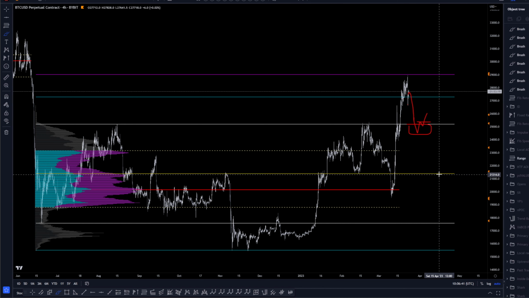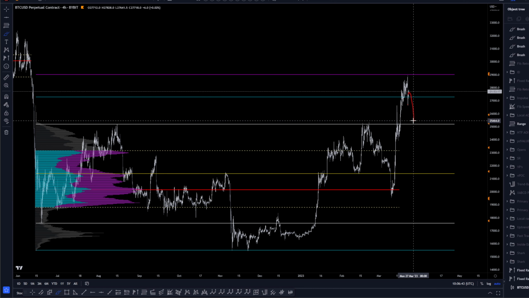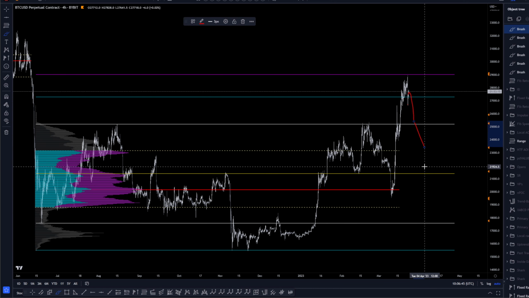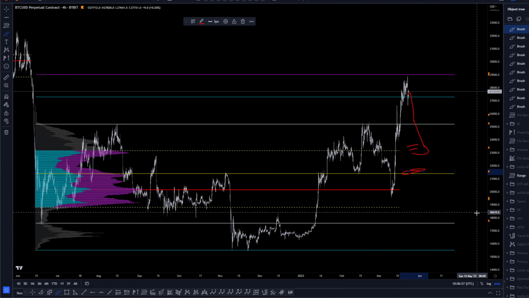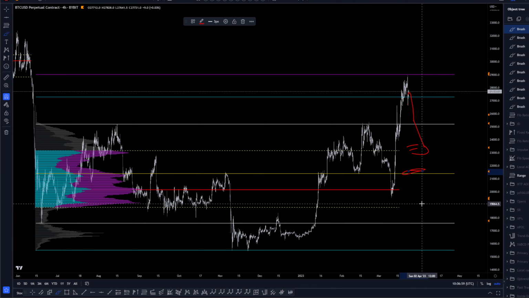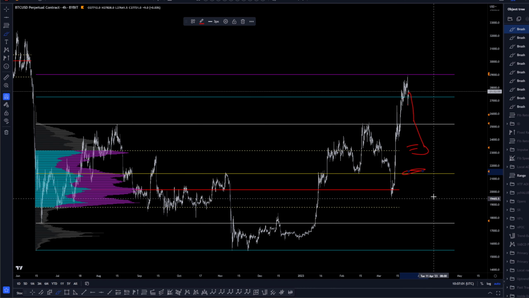If not, if that doesn't happen, and it does just roll over, then you'll be looking back down, first and foremost, to this overall value area high, which lines up with the monthly open. Okay, and we can see here, we've got a high volume node right here. Okay, if that doesn't hold, then once again, you're looking back down at the EQ.